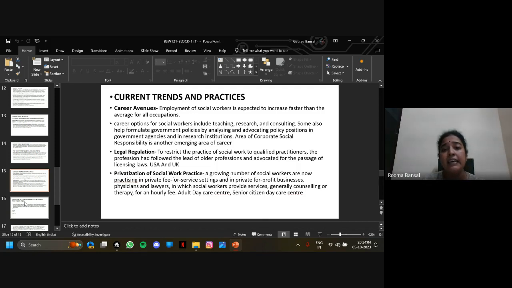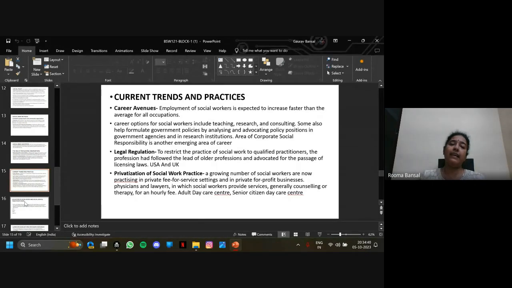Second is legal regulations. We do not have that kind of practice in India that social workers should be licensed. Like, जैसे हमारे यहाँ है ना मेडिकल प्रोफेशनल्स जो हैं डॉक्टर्स के पास लाइसेंस होता है प्रैक्टिस करने के लिए. अभी फिलहाल हमारे पास ऐसा कोई सिस्टम नहीं है, but in the USA and UK this system exists. They restrict the practice of social work to qualified practitioners. The profession had followed the lead of older professions and advocated for passage of licensing law.